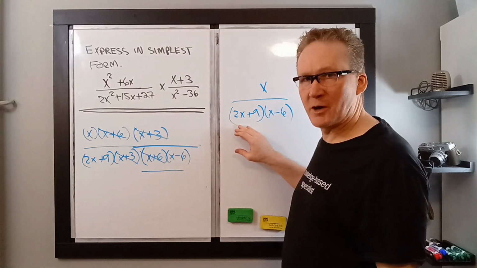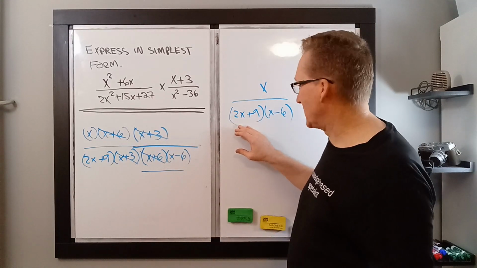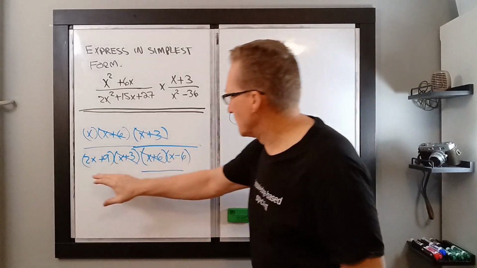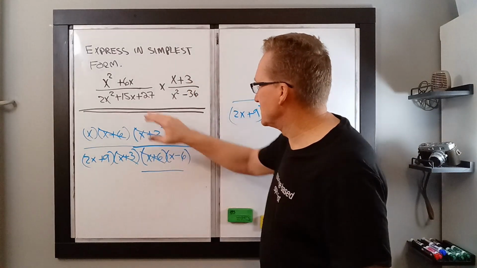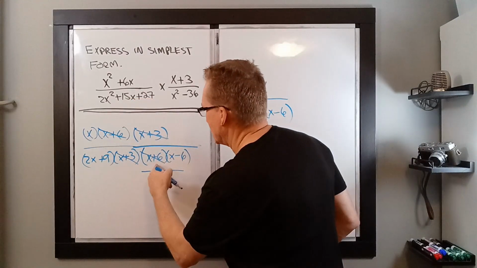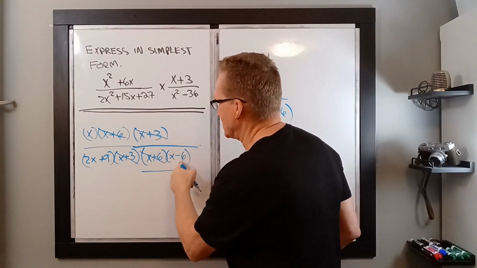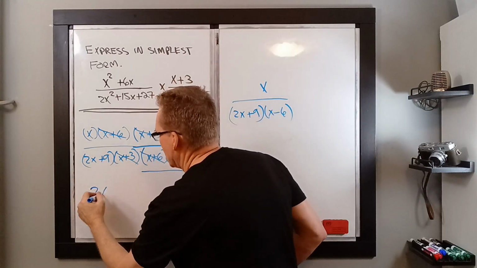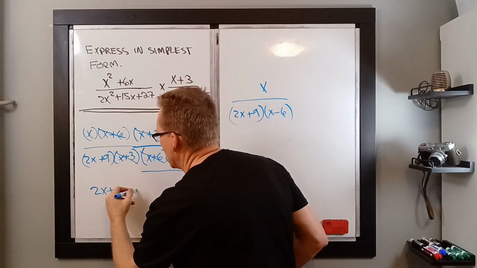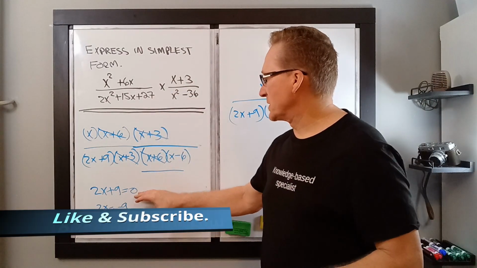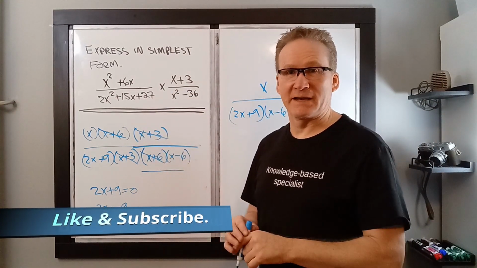If you're trying to find the non-permissible values, which would be one more step to take, you wouldn't use this because here you've already eliminated some. You would use these factored pieces. You could use these up here, but it's hard to see. You could use these factored ones to realize you can't have x equal plus or minus 6, minus 3, or whatever this is over here. 2x plus 9 equals 0, x equals minus 9 over 2. These would be the non-permissible values for this one, but we're not asked to find that in this case.